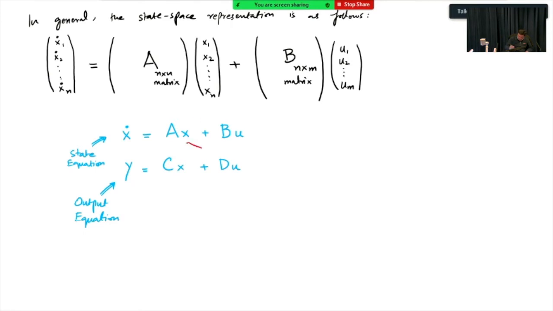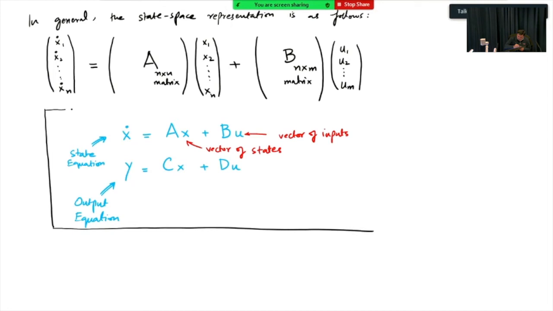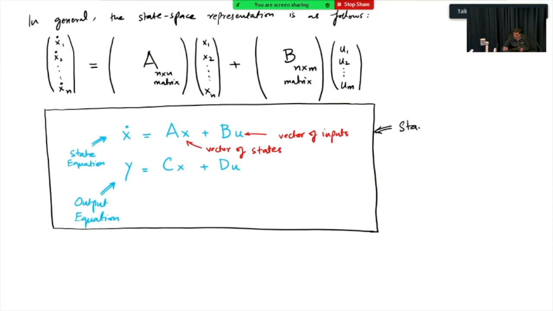And x is the vector of states, and u is the vector of inputs, and basically these two equations in this whole block are called the state space representation of a linear control system.